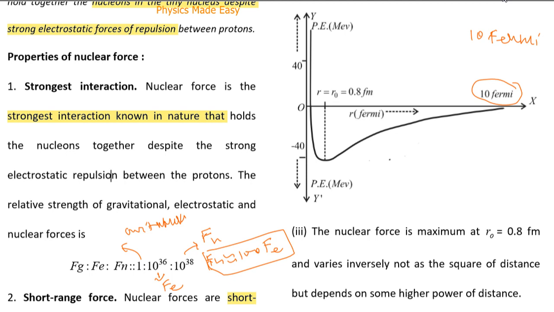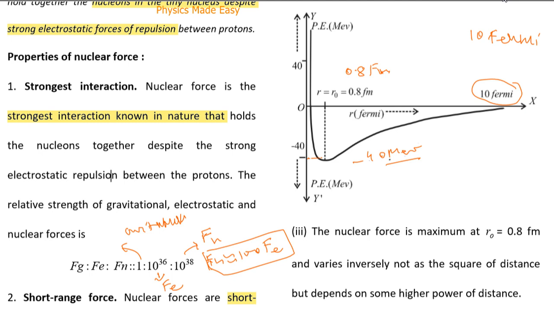Now as two particles are brought together, attractive forces keep on growing and they achieve their maxima at a level of about 40. Potential energy 40, or slightly more than 40, I'm taking approximately 40. Minus 40 MeV potential energy is the maximum attractive potential energy, and this takes place at about 0.8 Fermi.